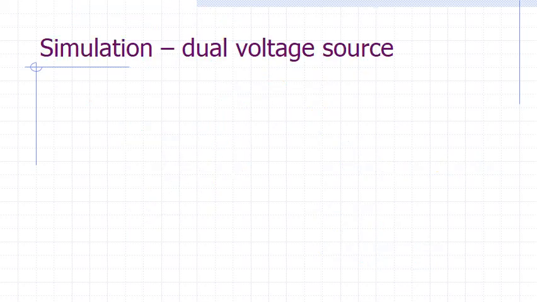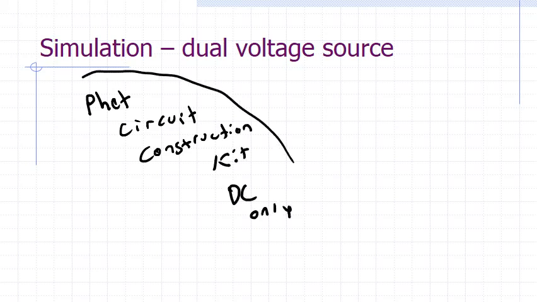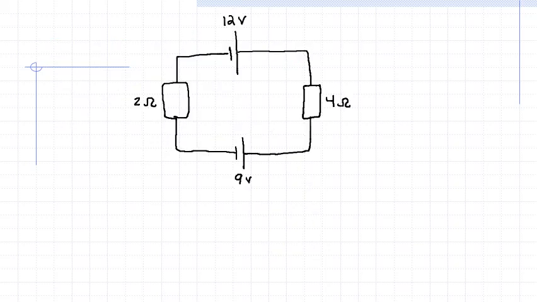So what I want you to do is go to the PhET Circuit Construction Kit, DC only, and do this in a Google search. And what I'm going to have you do is use a dual voltage source. So I would want you to set it up like this. You could have a resistor on either side, and then you'd have voltage sources going against each other. If you notice here, the 12 volts and the 9 volts both are going against each other. And just see what happens.